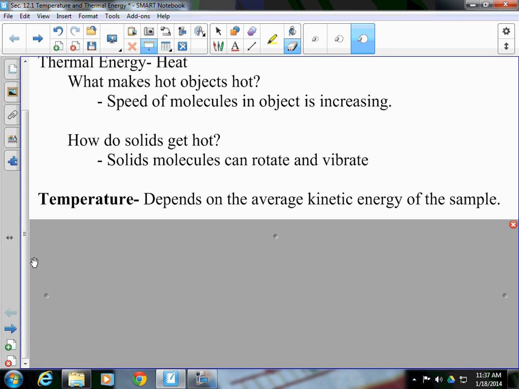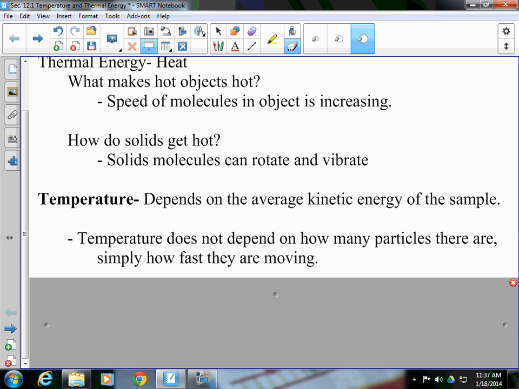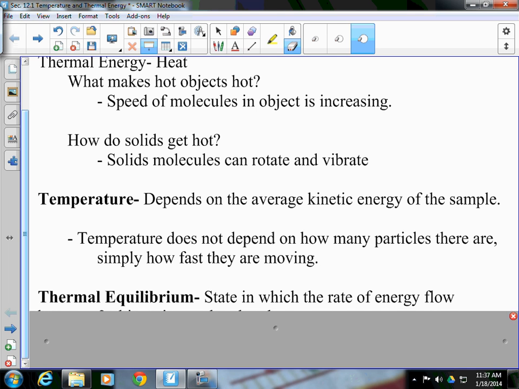Well, thermal energy or heat is based on the speed of a molecule, so temperature is the same way. Temperature does not depend on how many molecules there are. It only depends on how fast they're moving. It doesn't matter how many molecules I have. It just depends on how fast they're moving. So temperature is the average kinetic energy of particles in a sample.